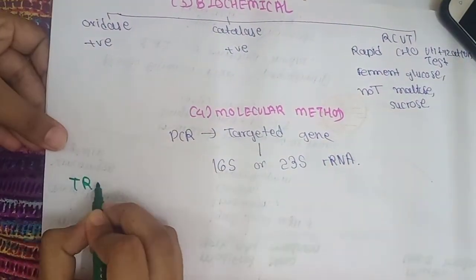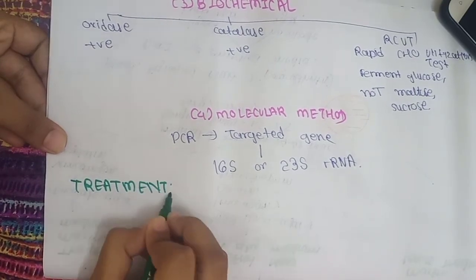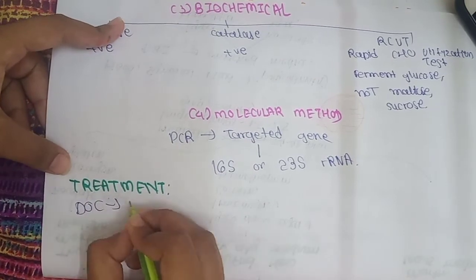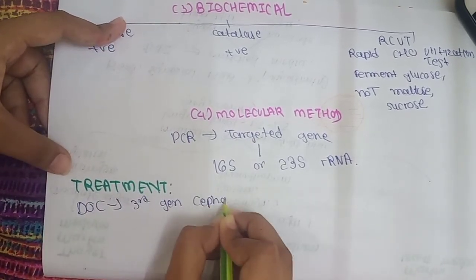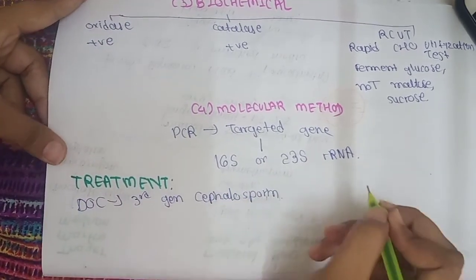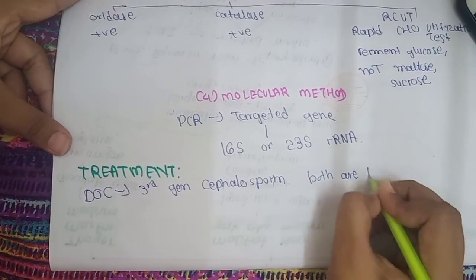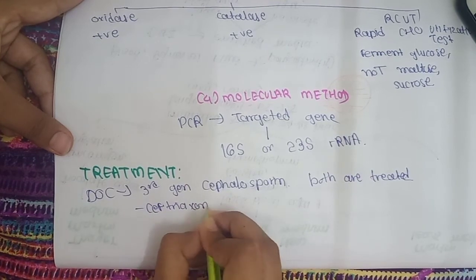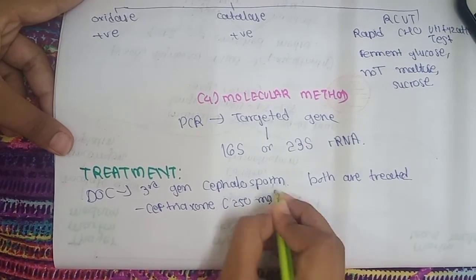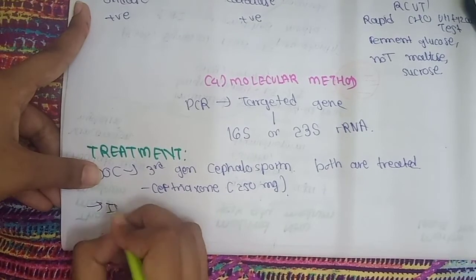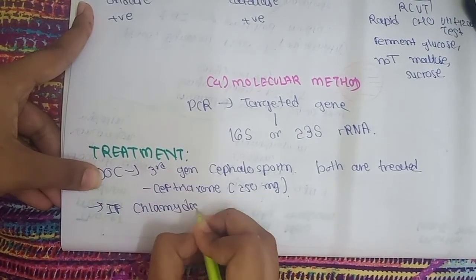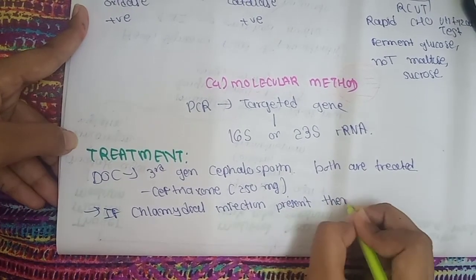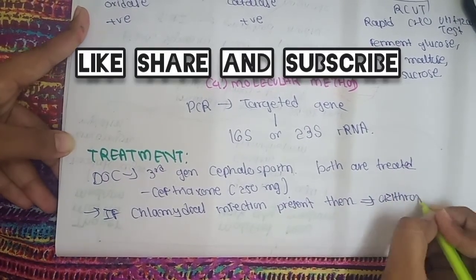Now let's have a look at the treatment of gonococcus. The drug of choice for gonococcal infections is the third generation cephalosporin. Both the sexual partners should be treated because we know that this is sexually transmitted. The drug is ceftriaxone, 250 mg dose is given, and if there is presence of chlamydial infection, then the drug of choice is azithromycin or doxycycline.